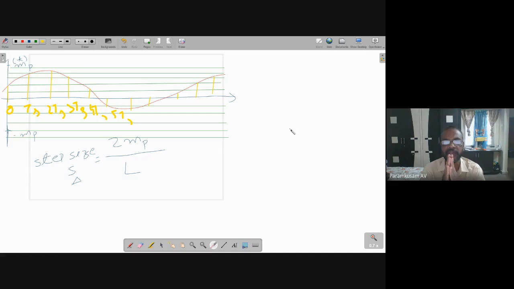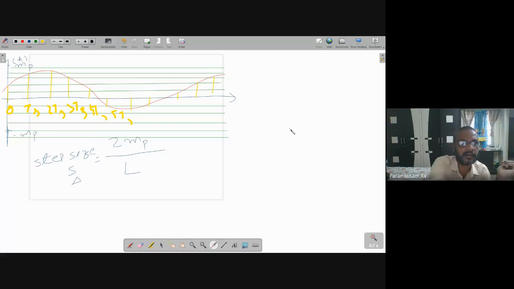Sample value to the nearest quantization value. Yesterday we discussed quantization: if the sample value lies between 0 and 1, then it is approximated by 0.5 volts. If it lies between 1 and 2, then it is approximated by 1.5 volts. So that is about quantization.